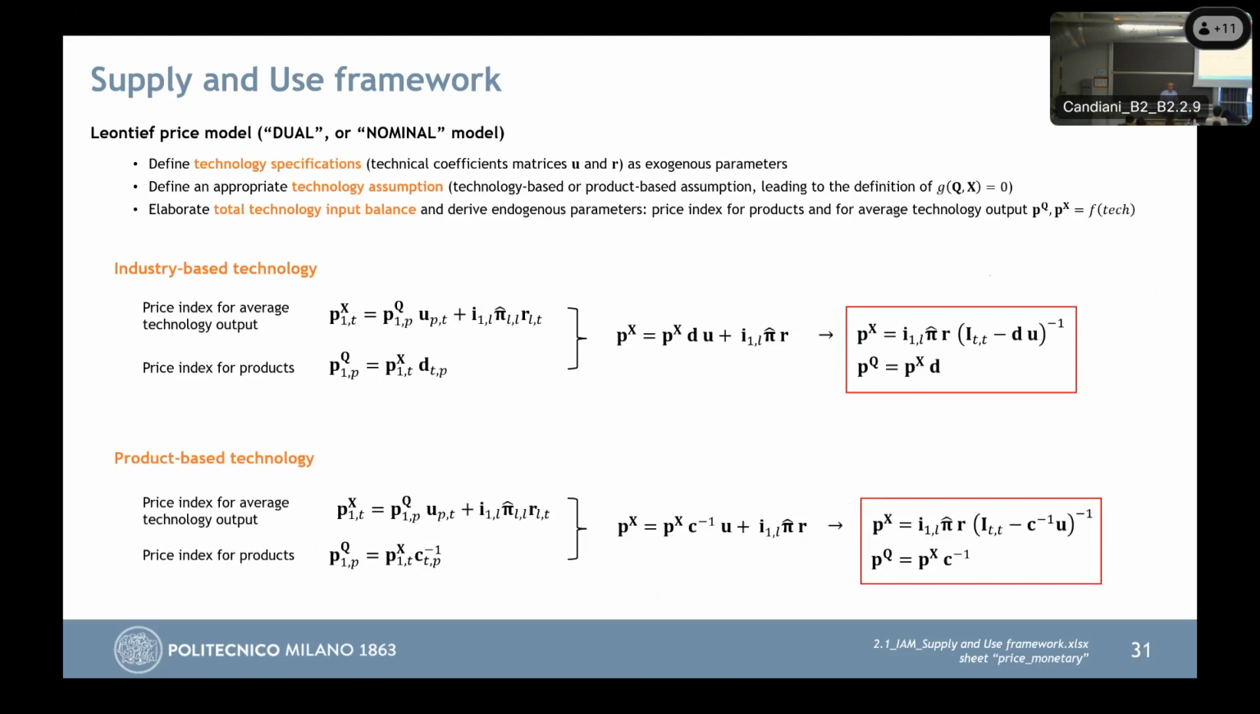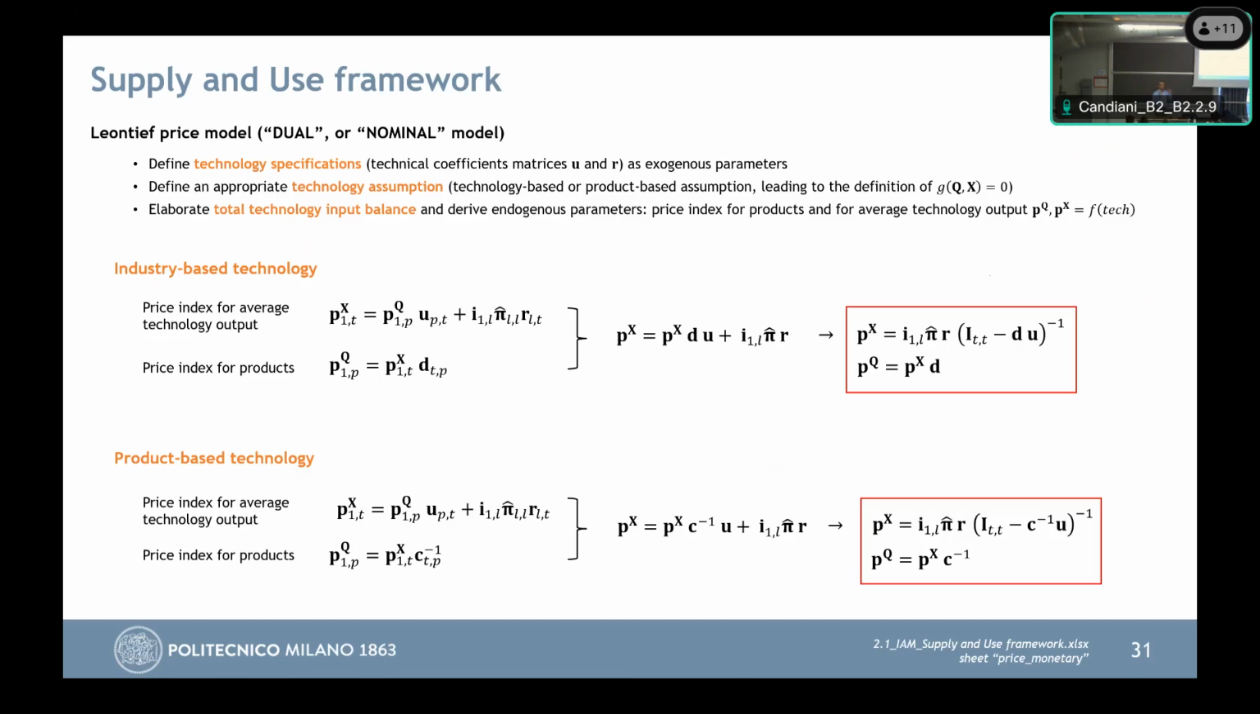You remember that for any primal formulation of the Leontief model, there is also a dual formulation. I stressed so far that for the Leontief quantity model, there is also a dual or price model. And we try to understand together what the meaning is behind the so-called price index.